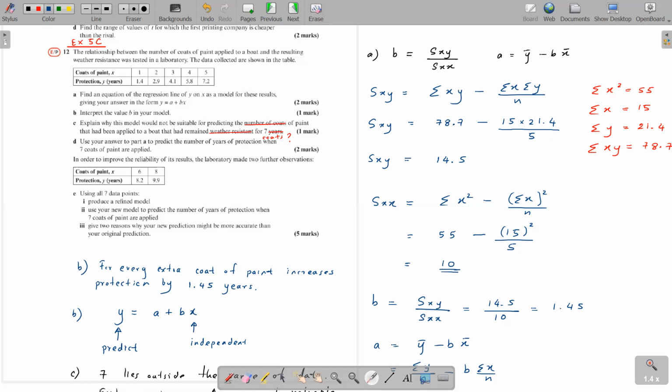Okay, so I'll repeat that again, you can write it down. The original prediction was extrapolation, and the new prediction is interpolation. That's one reason. The other one is you can say in the second prediction, more points have been used to generate the line of best fit, so therefore it is better. You can say something like that.